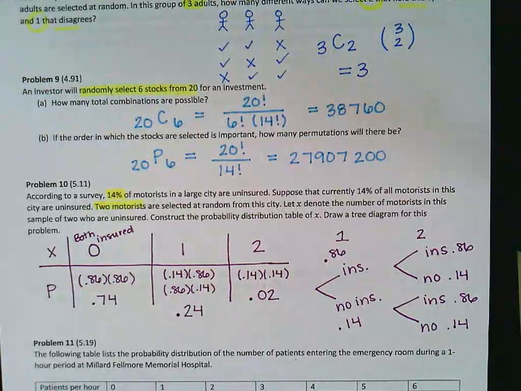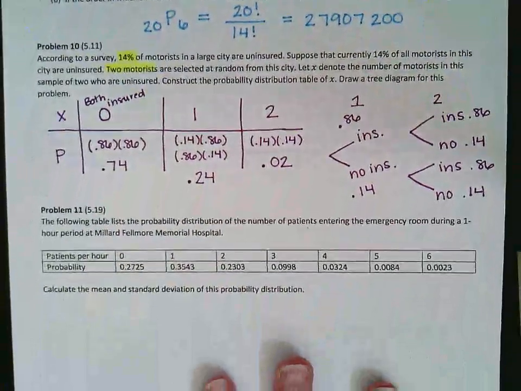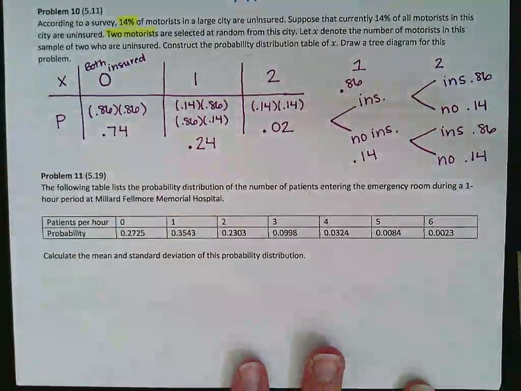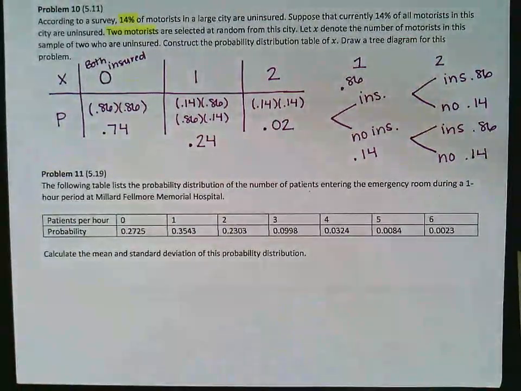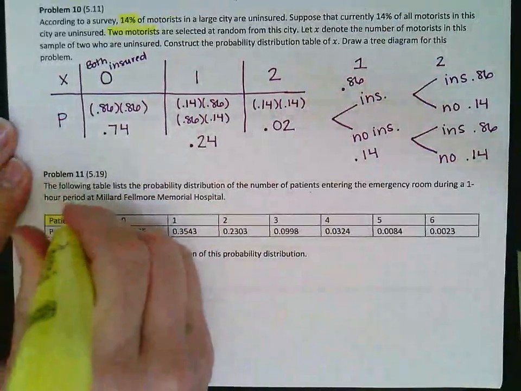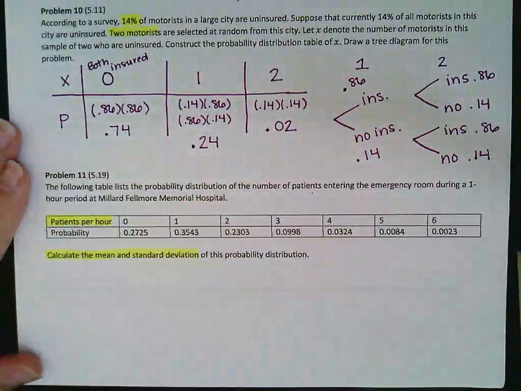All right, let's go ahead and look at problem number 11. This is from the book, problem 5.19. Okay, the following table lists the probability distribution for the number of patients entering the emergency room during a 1-hour period at this hospital. Find the mean and standard deviation. So I have this nice discrete number of patients per hour, and let me find the mean and standard deviation.